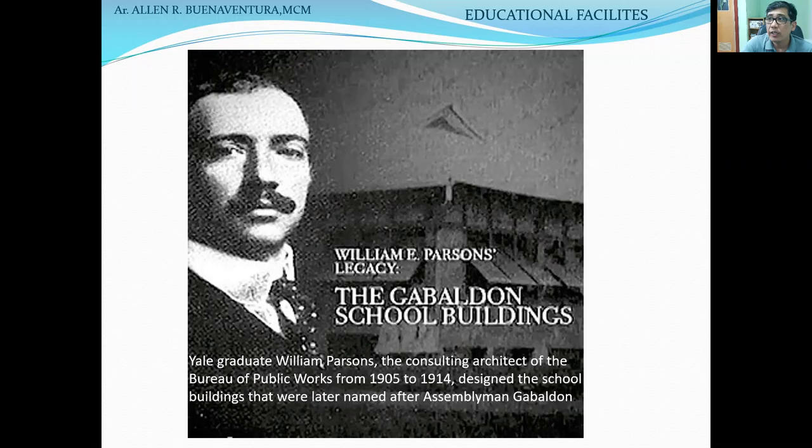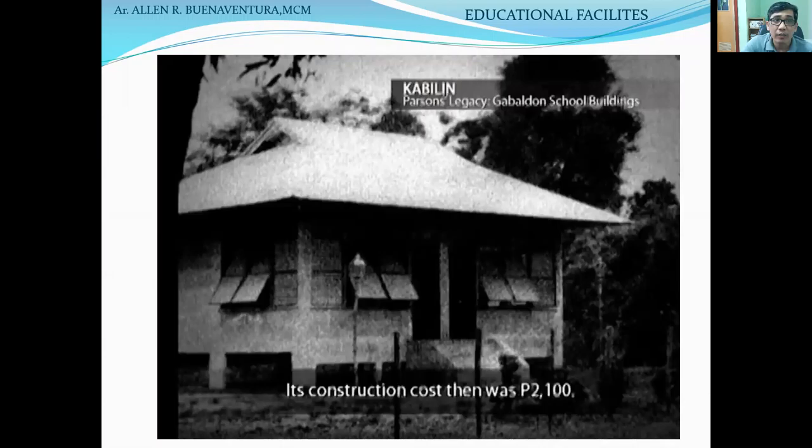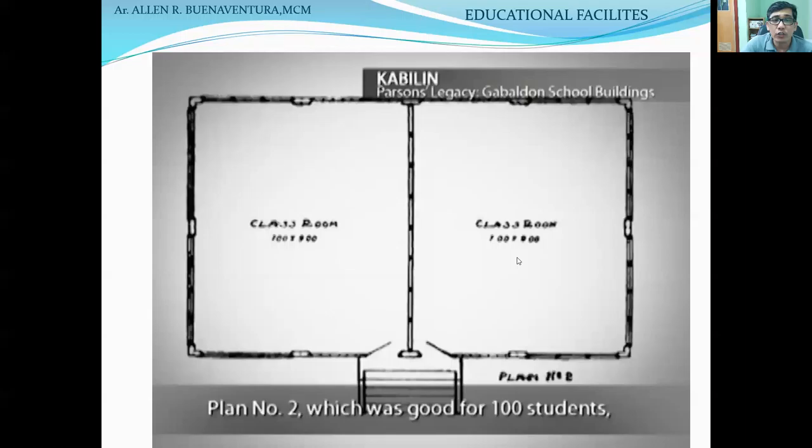So the Gabaldon school building is like this one. The first was the standard plan one, with one unit 7 by 9 meters in size. So this is the Gabaldon school. The construction cost then was only 2,100 pesos. This is plan number two, which was good for 100 students. This is two classrooms with one entrance. The two classrooms had a budget of 4,100 pesos.